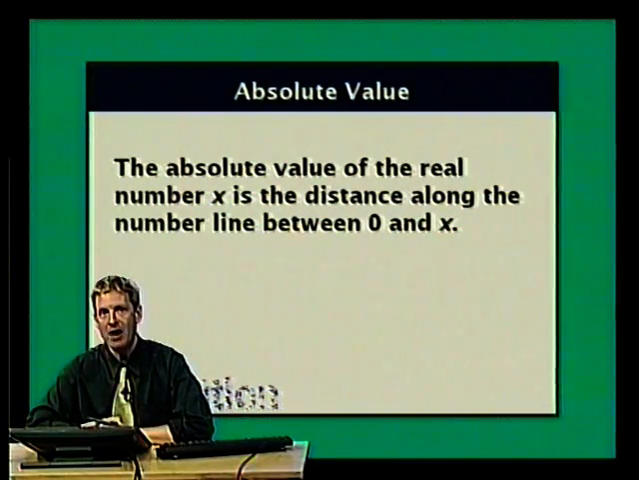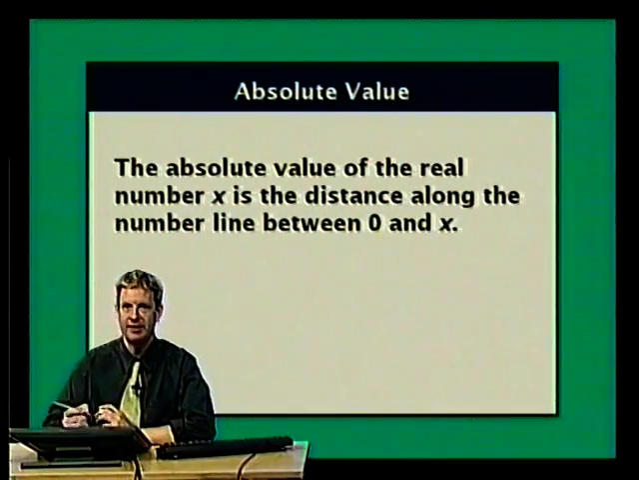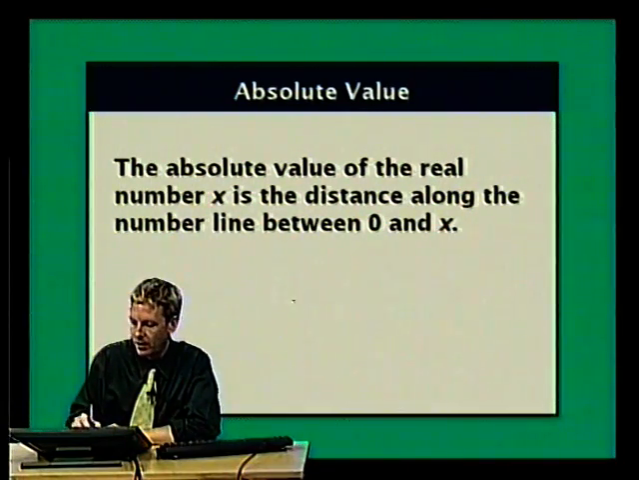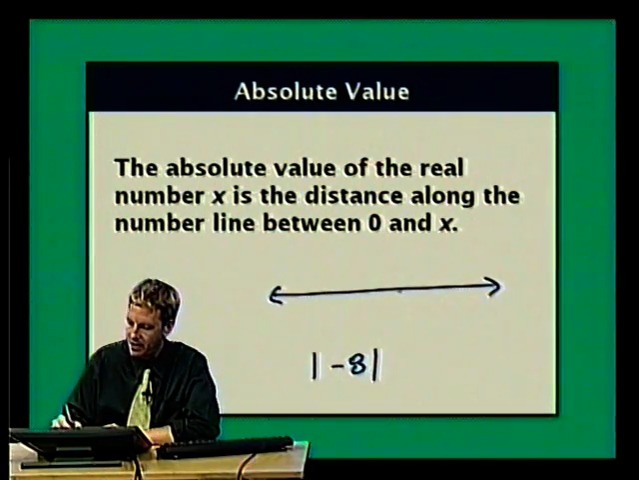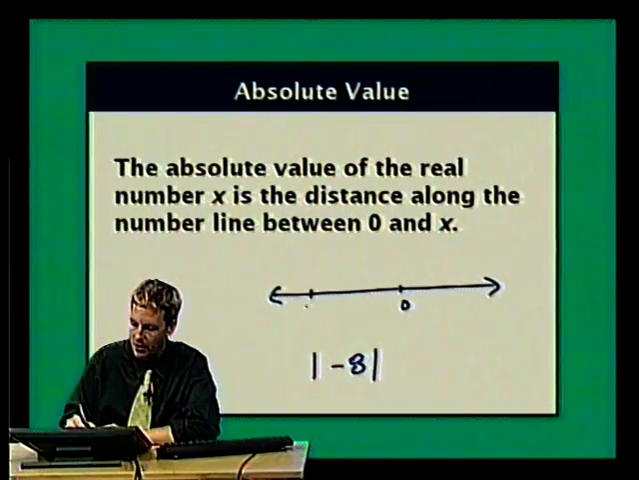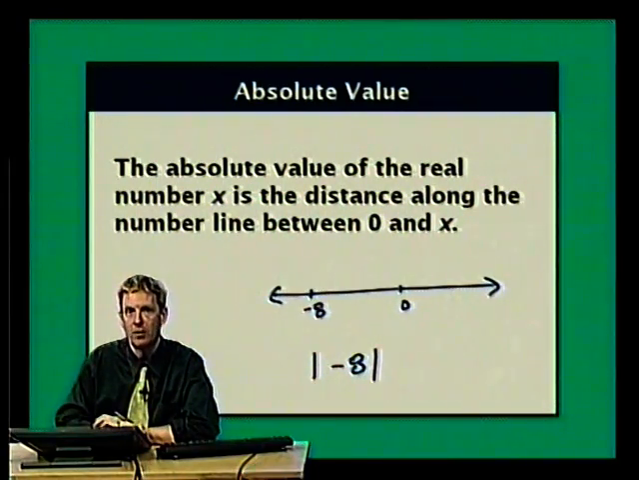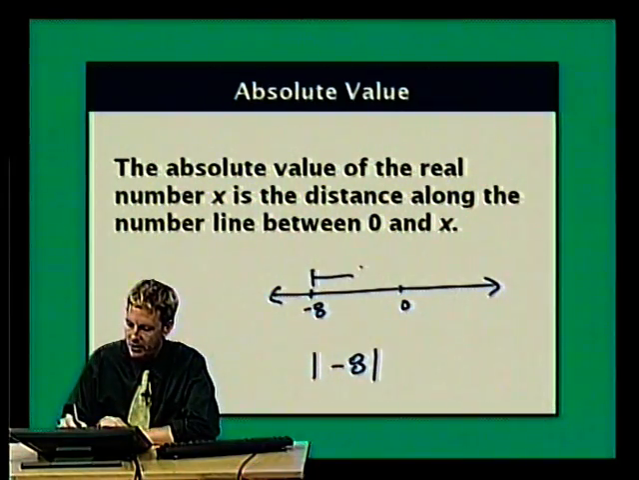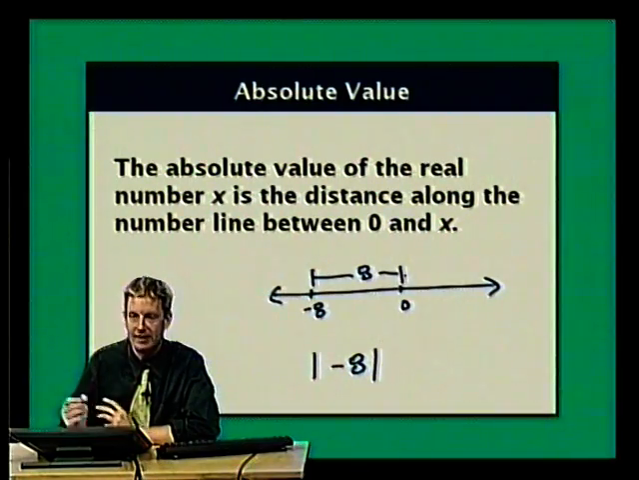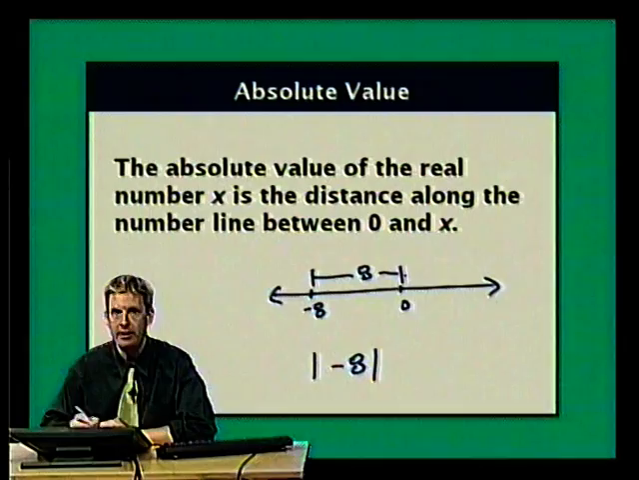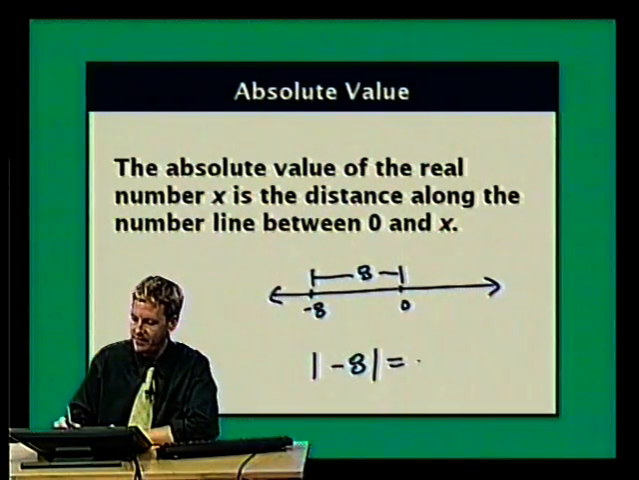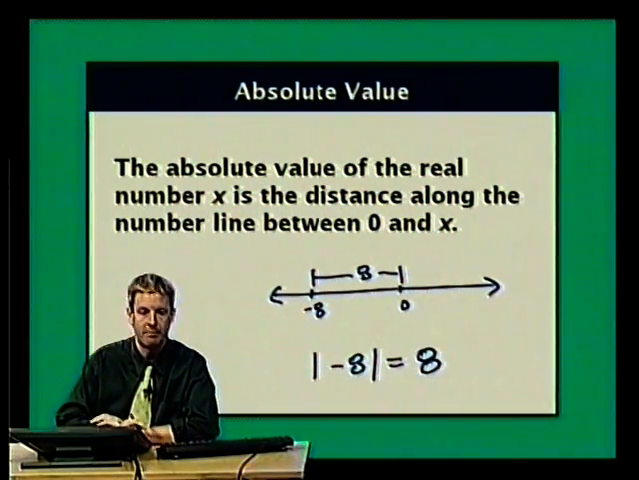So the absolute value of a real number x is the distance along the number line between 0 and x. So for example, if I wanted to know the absolute value of -8, I'd need to know how far it is from 0 to -8 along the real number line. And it's pretty easy to figure out that that distance is 8 units, whatever unit we're using along our number line. So the absolute value of -8 is +8.